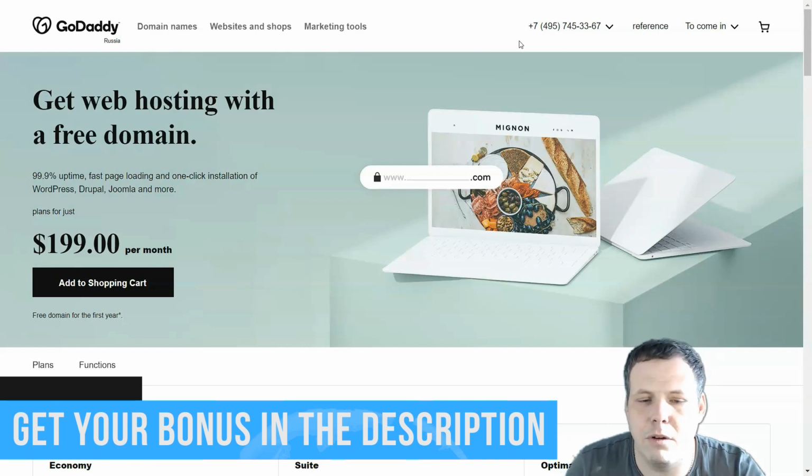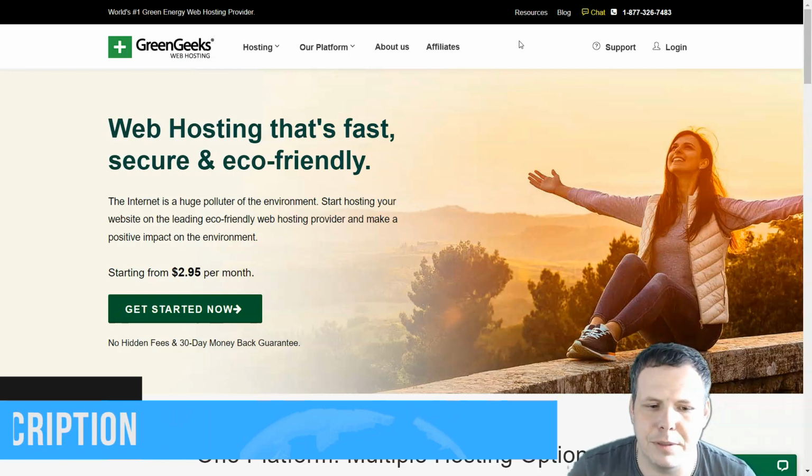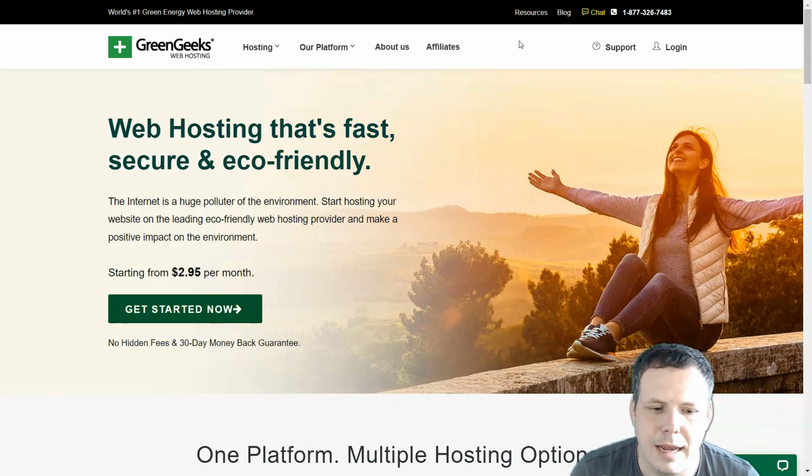The next one I'm going to go over is GreenGeeks. Now, GreenGeeks is cool too. I enjoy GreenGeeks because it has 300% energy offset and powerful shared hosting. It does have SSD storage and WordPress and VPS hosting.